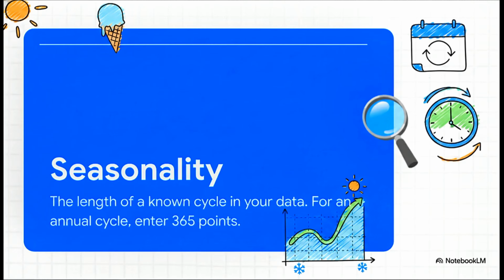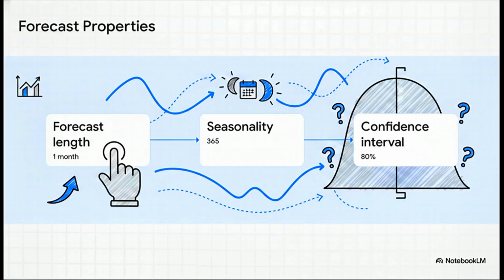By telling Power BI that our business cycle is annual, or 365 data points, we're basically giving the AI a massive clue about how our sales normally behave throughout the year. So we just pop over to the Analytics pane and literally flip a switch to turn the forecast on. We'll ask it to predict 1 month into the future. We'll plug in our seasonality of 365, and then we choose something called a confidence interval.